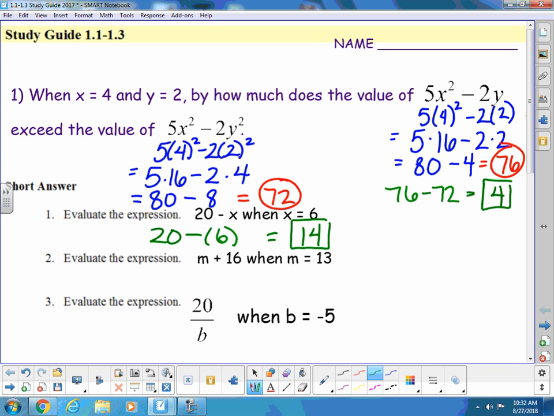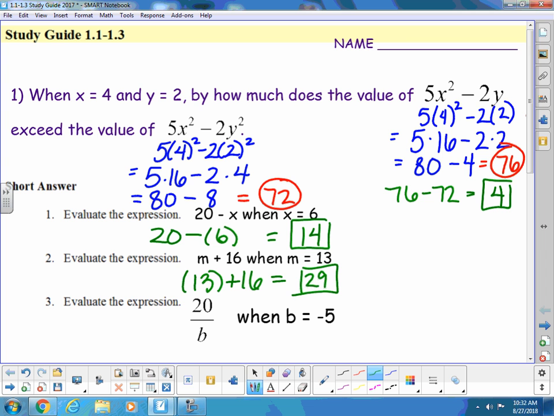Problem 2, evaluate the expression m plus 16 when m equals 13. What are we going to get? 29. It's going to be 13. Replace them. Plus 16. Final answer, 29. One more one-step problem.